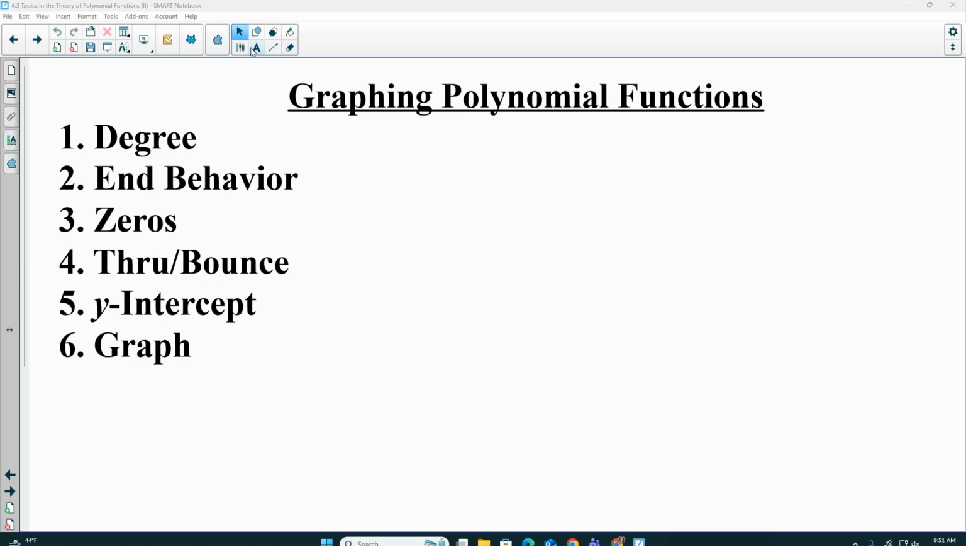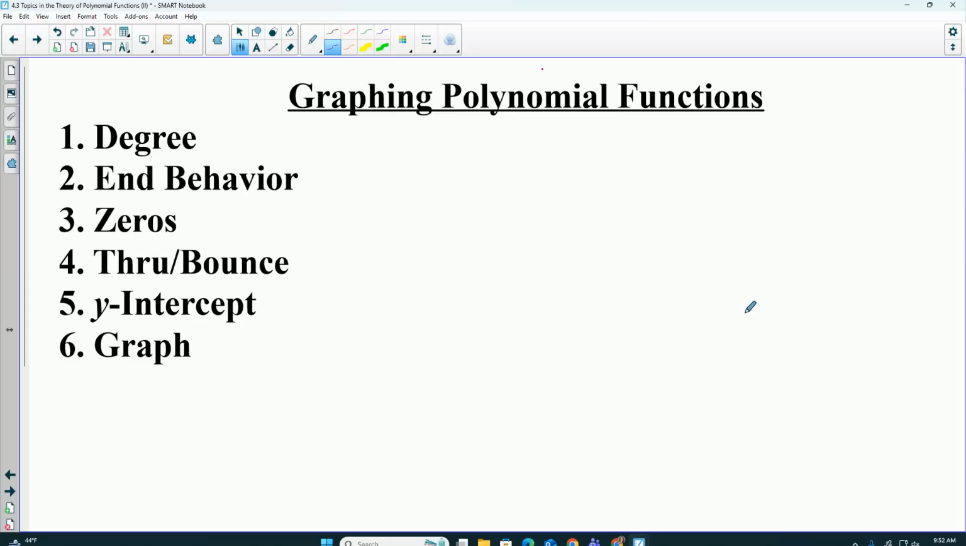So let's talk about the next piece. We are going to start graphing our polynomials today. We have really done all the components of this. For the most part, we've talked about each piece, but now we're going to put it all together to draw a graph. So the steps for graphing are listed here.